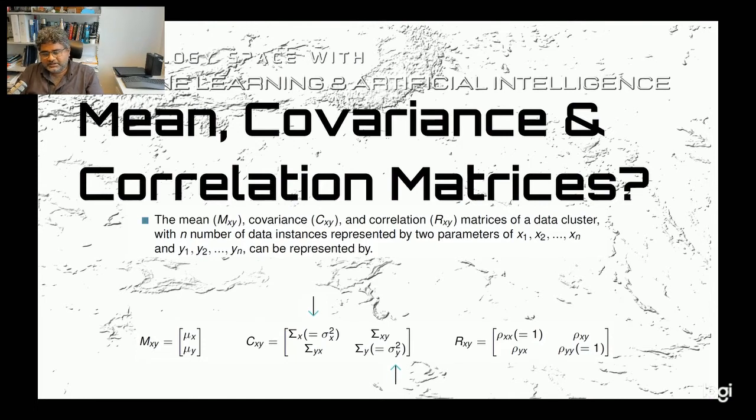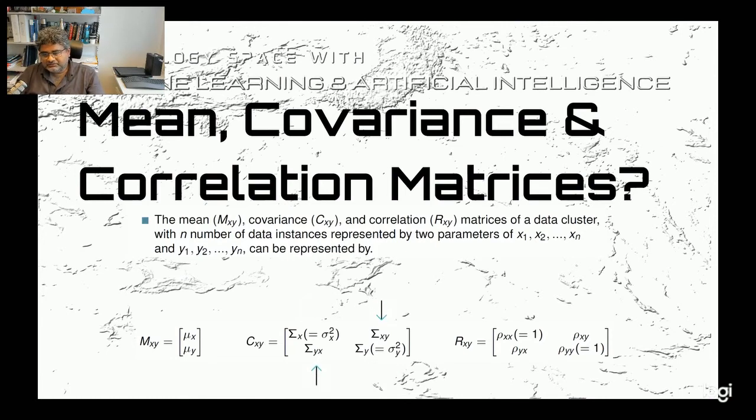But if we are considering the covariance matrix, which is denoted by CXY in this case, the top left value and the bottom right value consist of the variance values for the respective parameters. You can see the top left consists of sigma x, which is the variance for the parameter x, and the bottom right consists of sigma y, which is the variance for the parameter y.